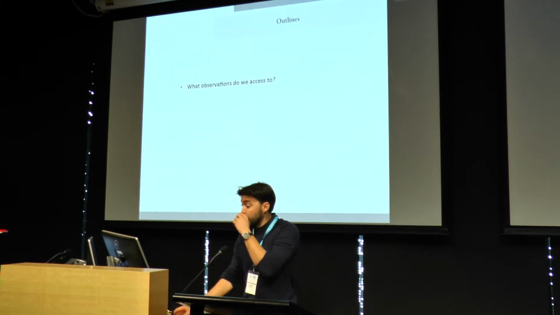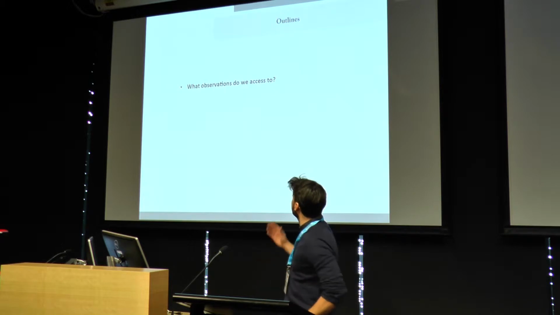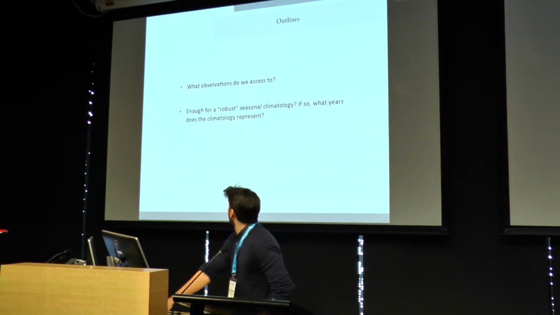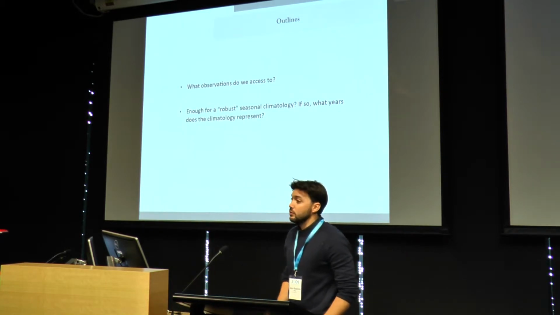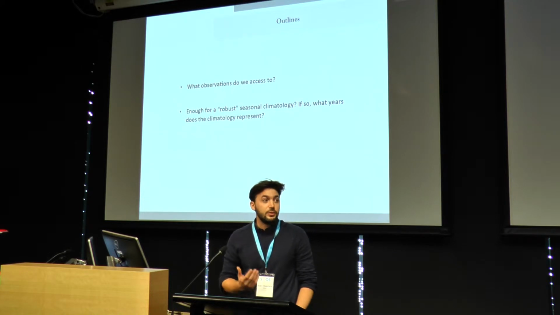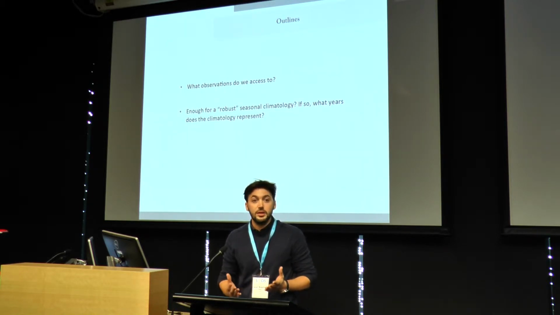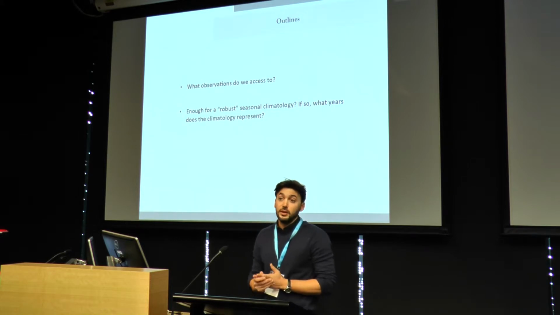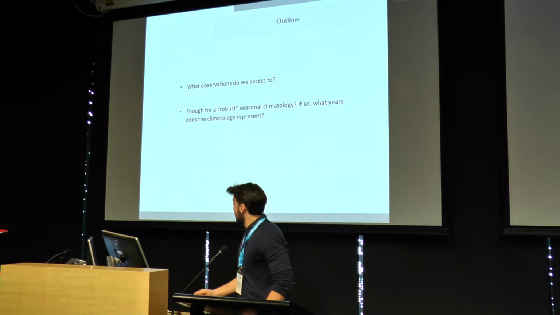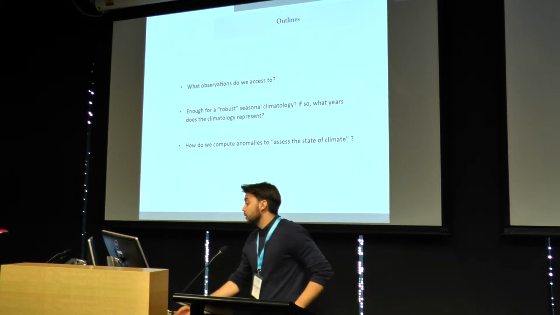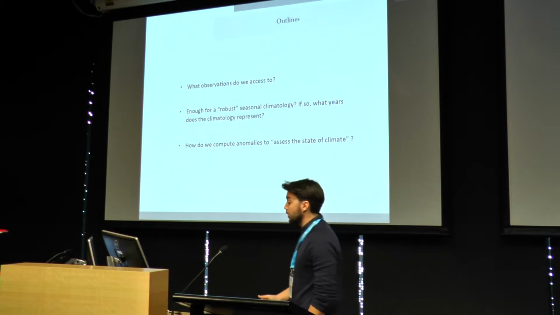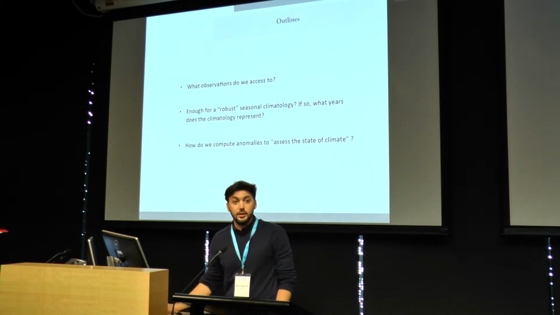And if we want to see what we can do, the first thing to look at is what observations we have access to. Do we have enough observations to create a robust climatology? And here we want a seasonal cycle. We want to resolve the seasonal cycle because the seasonal cycle is so strong that anything climate relevant will be away from the seasonal cycle. And finally, the question that we really want to ask is how do we compute anomalies, or how do we assess the climate?